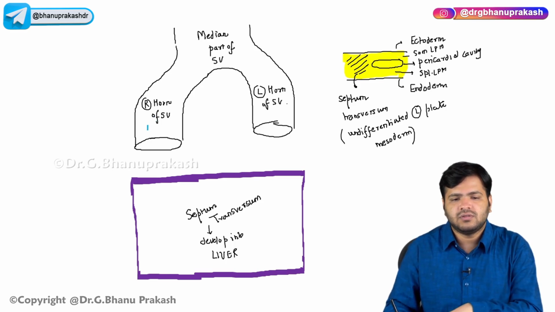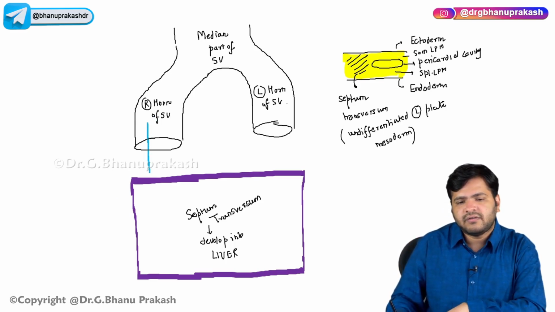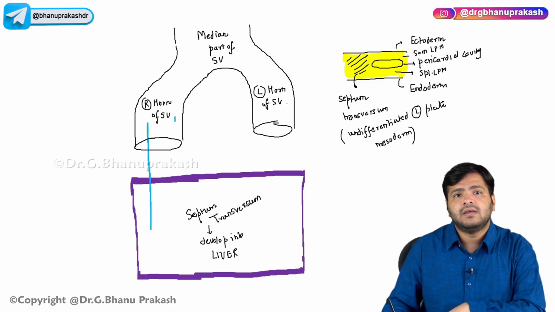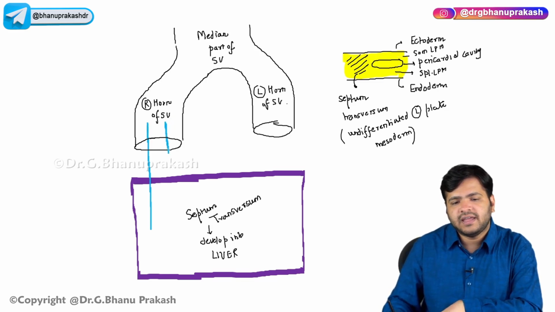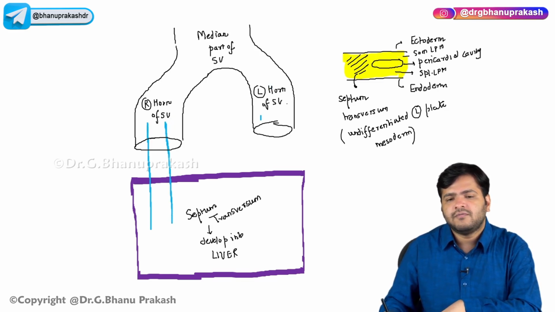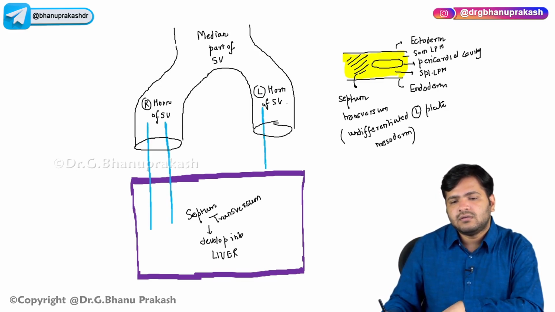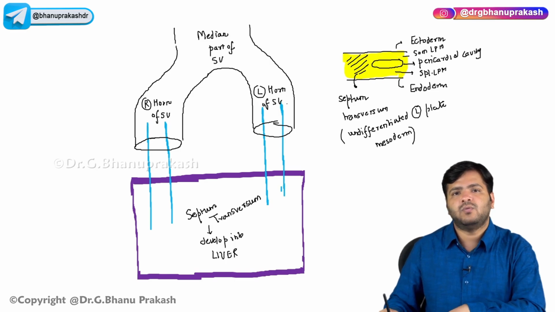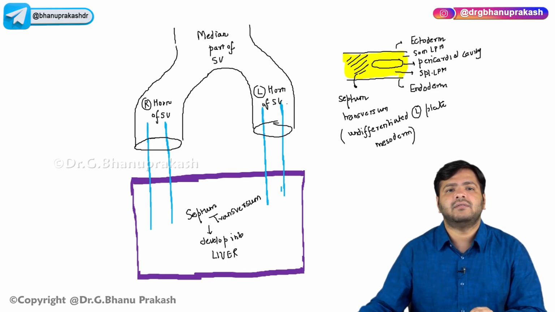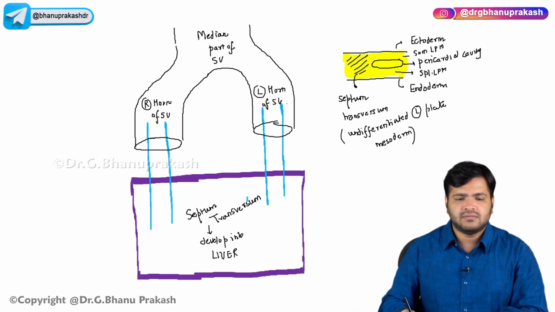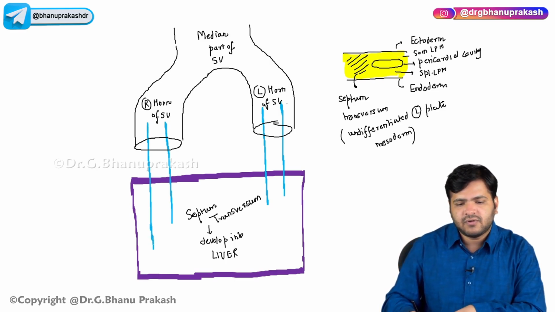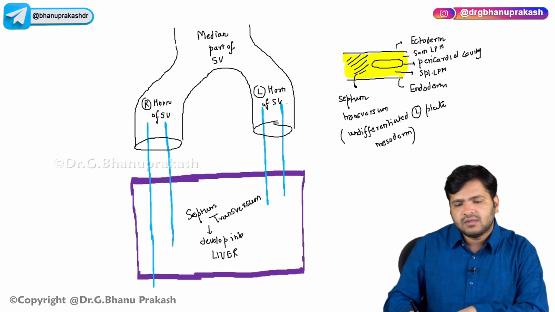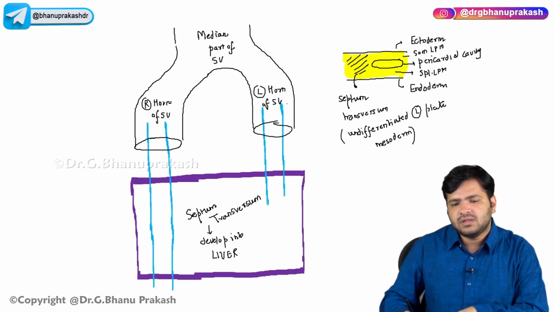Let me just try to draw this. This is the right umbilical vein. We have the right vitelline vein, the left vitelline vein and the left umbilical vein. Just try to draw it completely. It is now passing through the septum transversum. Yes, they are all developing in the mesoderm only.